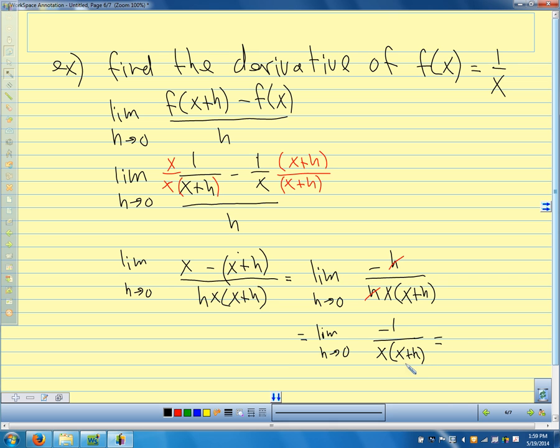And as h approaches 0, what is this limit? Minus 1 over x squared. So the derivative of f of x equals 1 over x is minus 1 over x squared. This would give me the slope of the tangent line to the graph of 1 over x at any point.